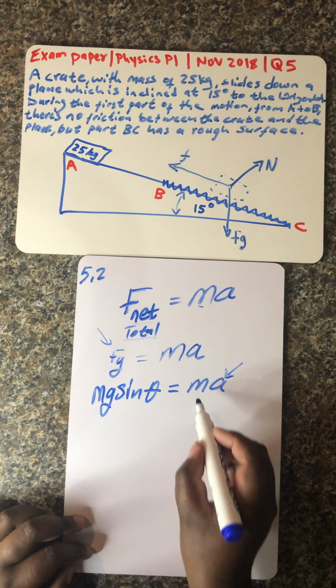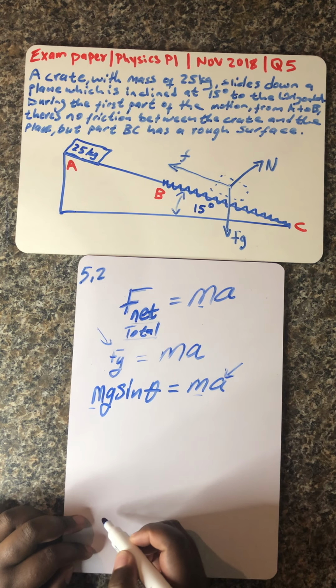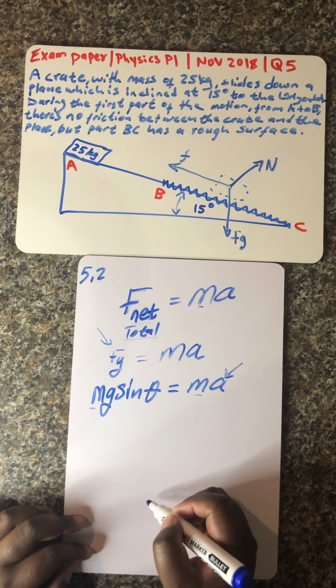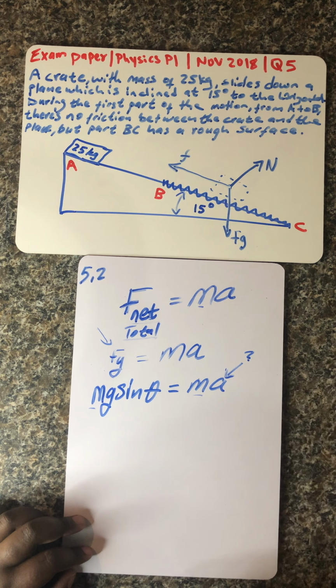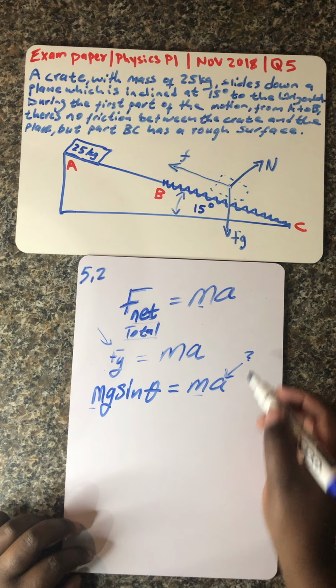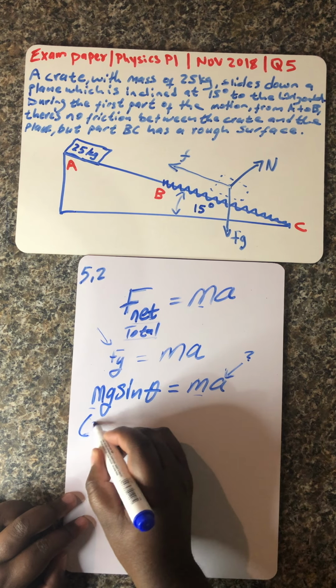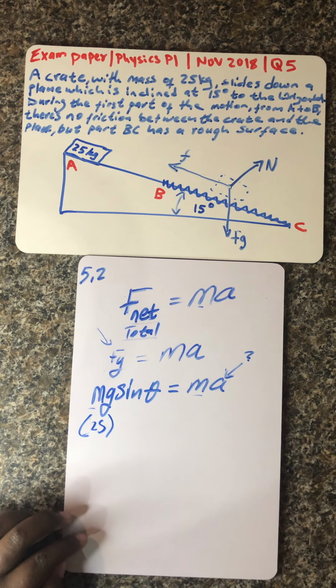Have you got the mass? The same mass is the same mass that we substitute even on this side of the equation. A, have you got A? No. Why? It's the question. This is what the question wants us to calculate. So now let's substitute. What is the mass? It is 25 kg.